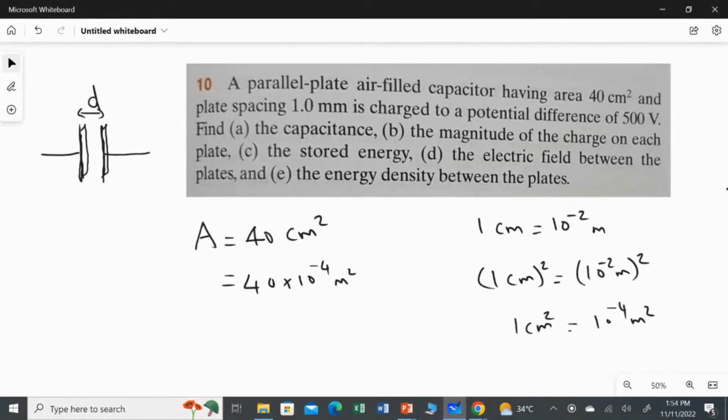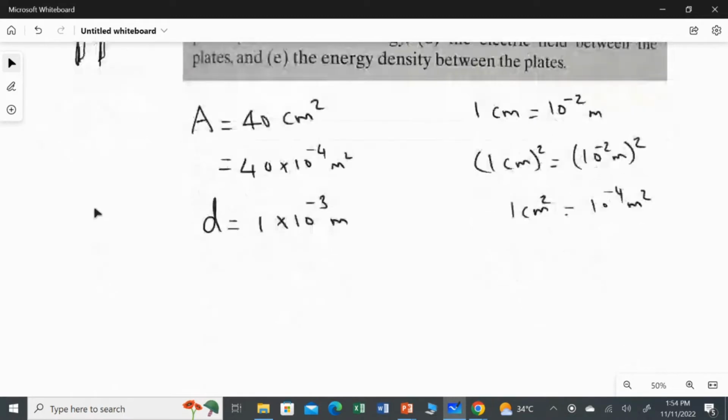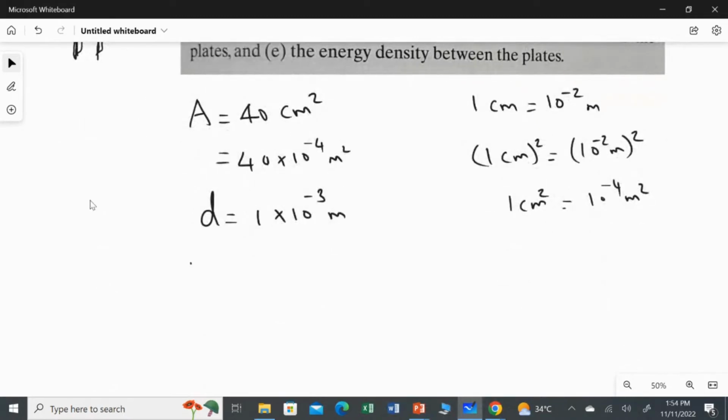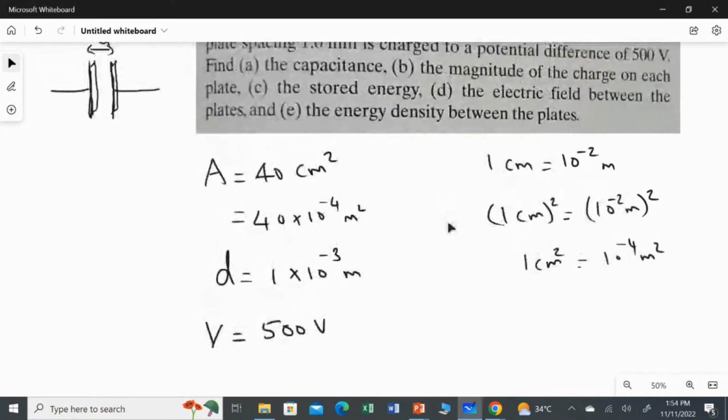Clear? And the space between the two plates, d, is already given, am I right? The spacing between the plates is given as 1 millimeter, which is 1 multiplied by 10 power minus 3 meter, because I converted this millimeter into meter. And for this capacitor, we give a potential difference V of 500 volt. Clear?